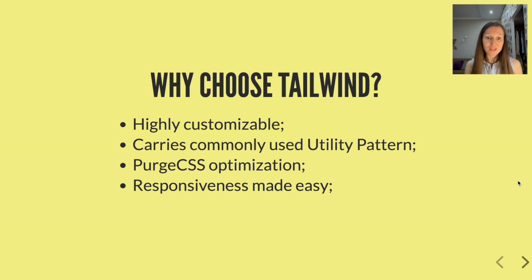The fourth reason is responsiveness made easy. We already saw an example of a utility class with the prefix sm. Tailwind is actually a framework which is oriented first on mobile-first development. So there are these special prefixes, and they allow us to really easily build a very beautifully adapted project.